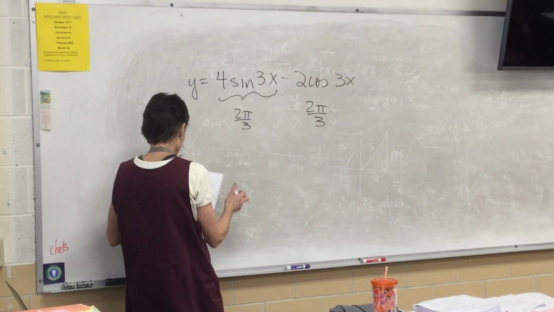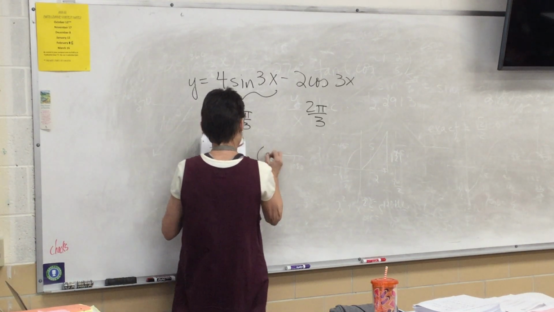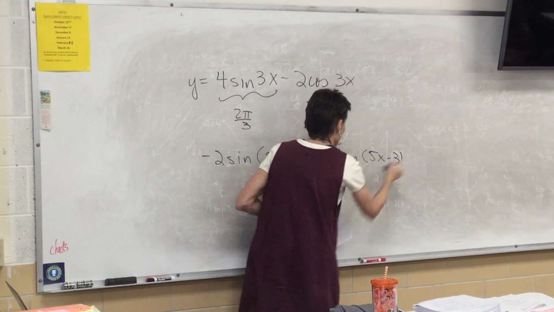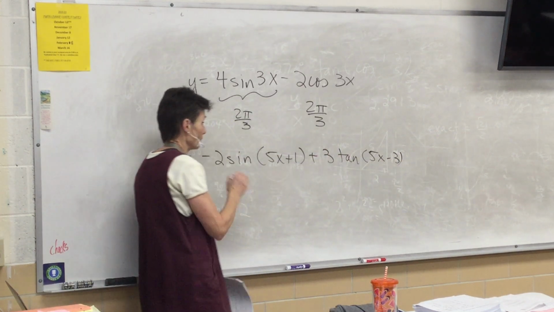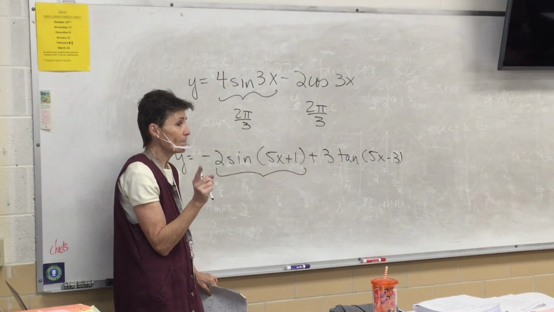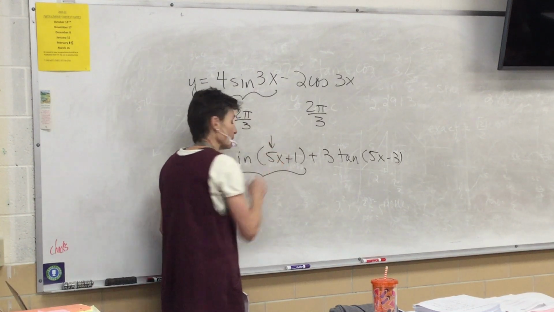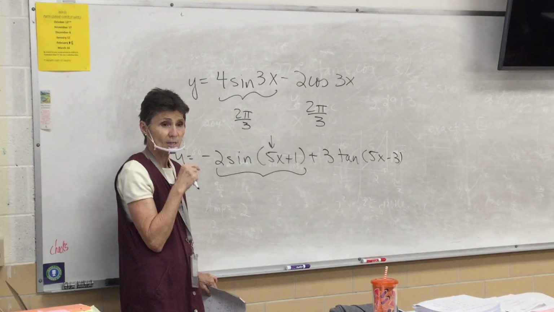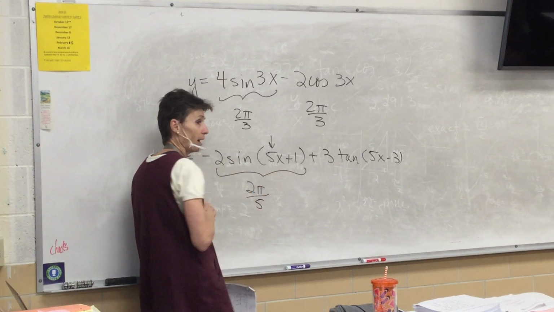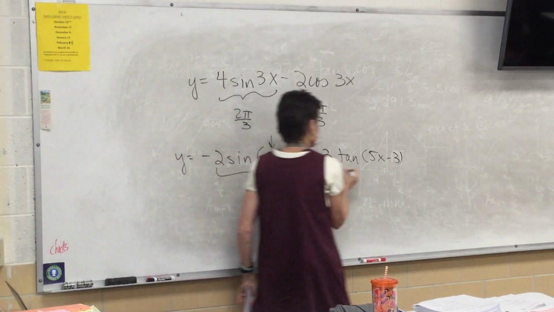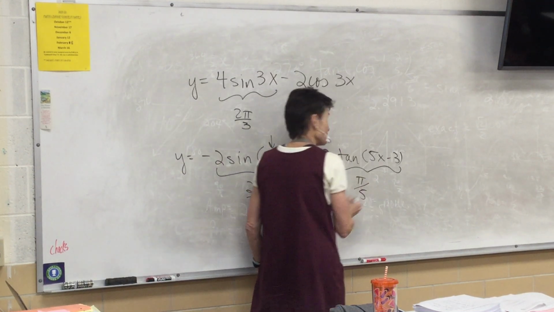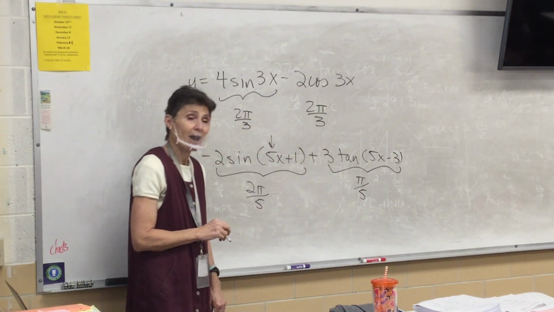So then the next one said this. Now, there's a lot of numbers. I'm looking at this right here first. There's a lot of numbers in there, but only one of them matters for this question, and that's this guy right here, because that's the guy that changes the period. So this is a sine, so its period is 2 pi divided by 5. This is a tangent. Its period is pi divided by 5. They do not match, so it is not sinusoidal.